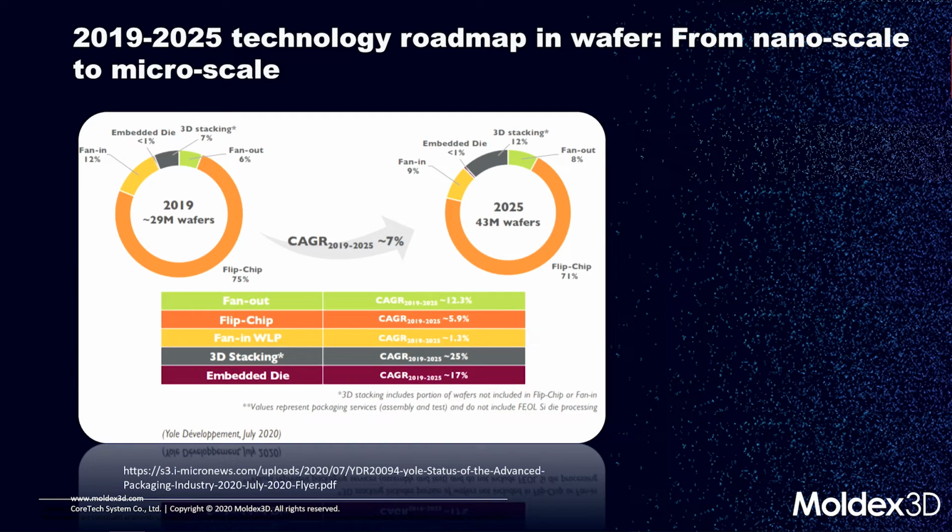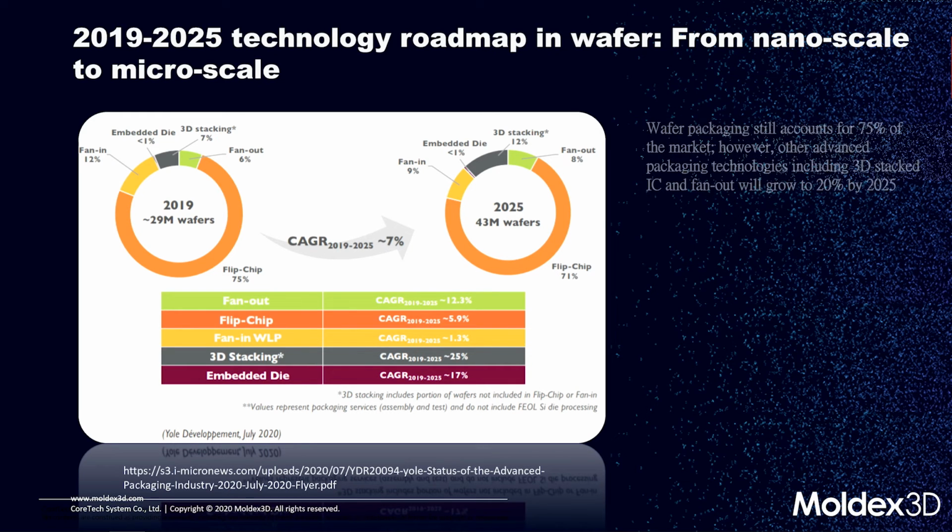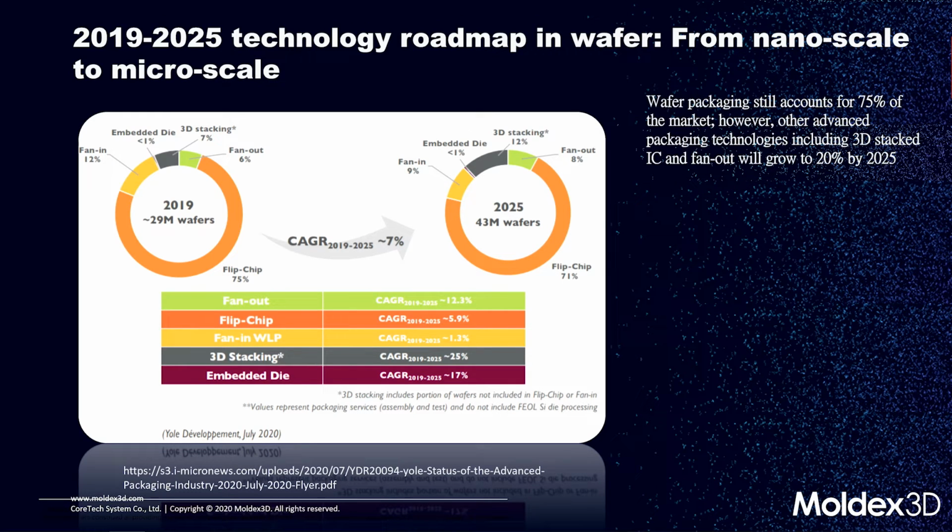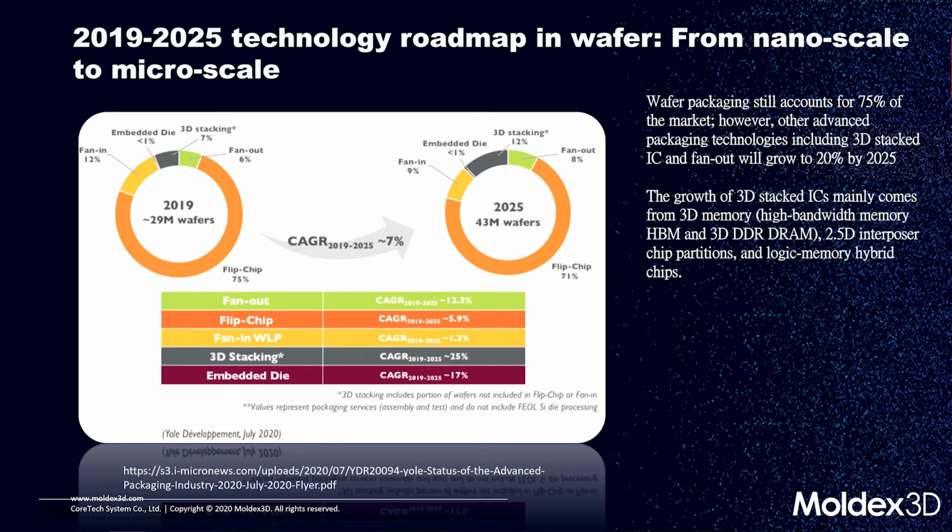We can see that from 2019 to 2025, the technology roadmap in IC wafer is from the nano scale to the micro scale. In the past, lots of the packages relied on the flip chip technology. But according to the demand for 3D IC packaging and the fan-out growth in the past years, more and more people and companies move to the new technology we call fan-out technology. This technology is mainly for the 3D memory, HBM, and other kinds of interposer packaging.